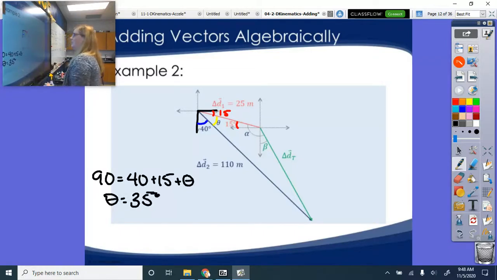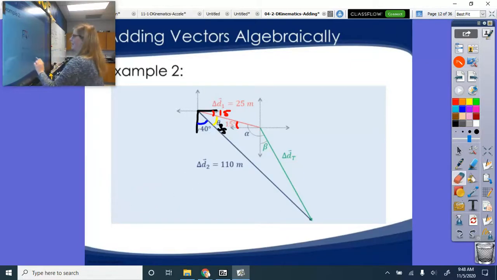So theta is 35. Sorry if that's really hard to read on your screen. Let me rewrite that. We'll just put it in black. Theta is 35. Still hard to read. Hopefully you wrote that down on your paper. Okay, so now from there, I have this.